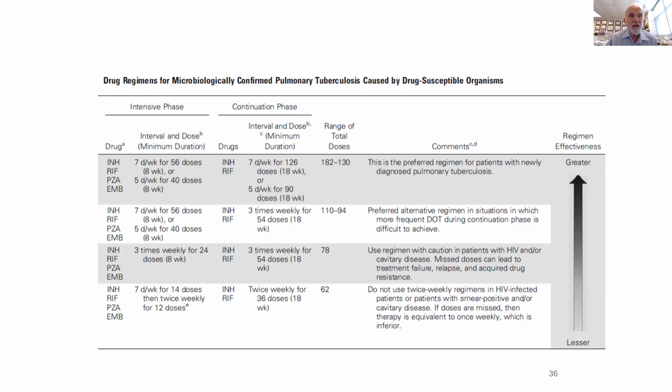PZA, pyrazinamide, can cause an enhancement of gout. And it can also cause patients to have liver enzyme elevation. And ethambutol, you have to be careful with color blindness. So you don't like giving it to pediatrics because they can't complain about change in vision. So that's that. Next slide.